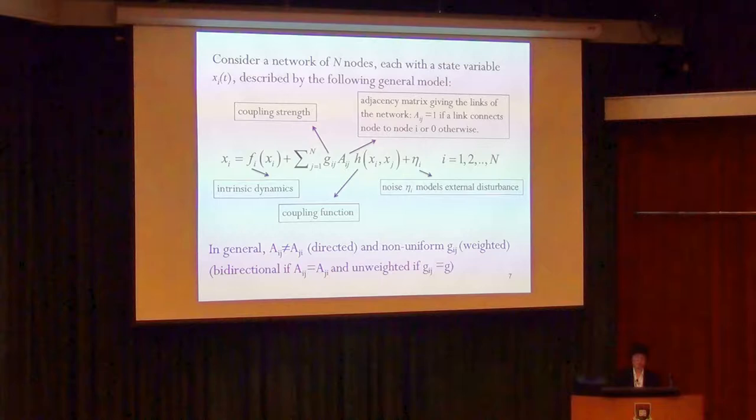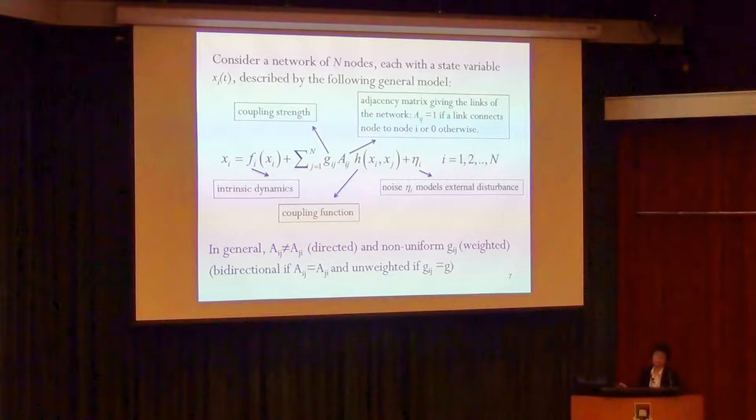And this xi, you can't really see that there's a dot above it. So it's the derivative of xi with respect to t. Sorry about that, it doesn't show up here. The derivative of xi with respect to t will be given by this coupled set of ordinary differential equations. First, there will be some function that describes the so-called intrinsic dynamics of the node itself. And the more important thing is these interactions. So this sum will be the effect from the other nodes.